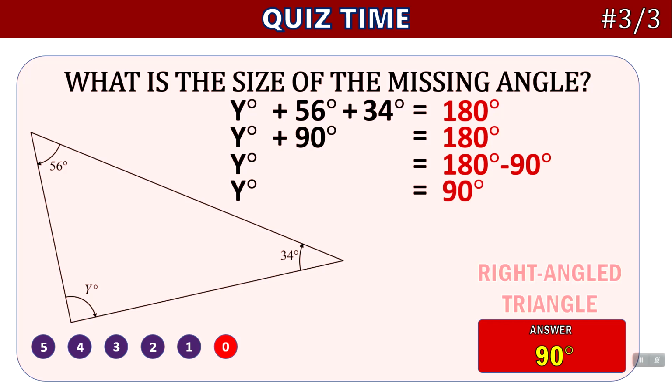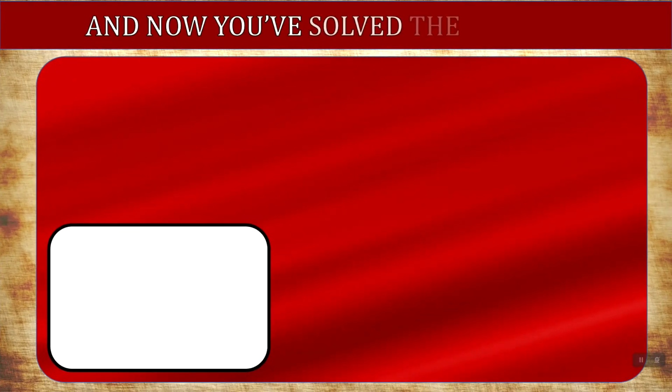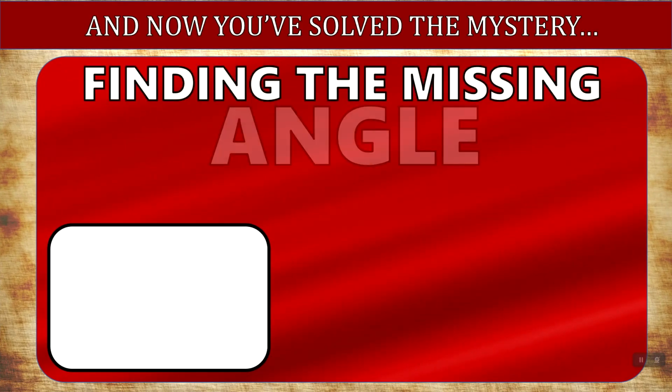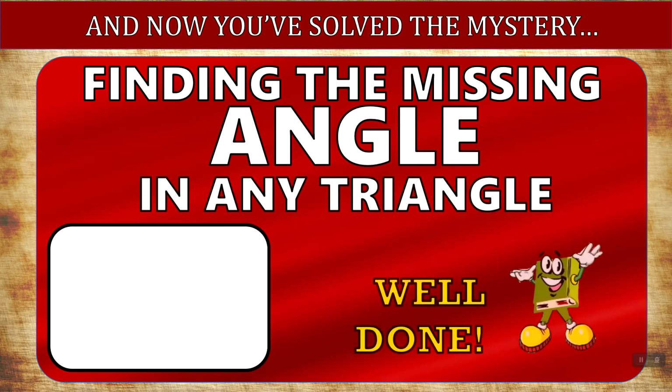And therefore, Y is a right angle, and this is a right-angled triangle. Anytime you want to find a missing angle in a triangle and the two angles add up to 90 degrees, the third angle has to be 90 degrees also. And now you've solved the mystery of how to find the missing angle in any triangle. Well done.